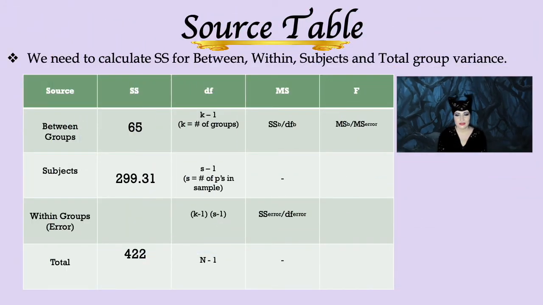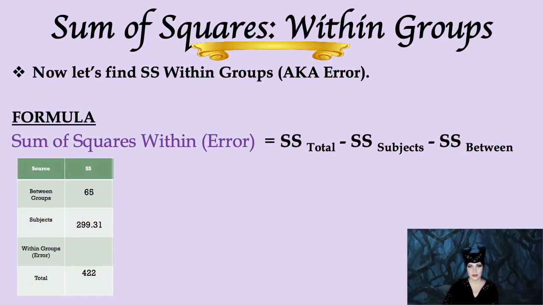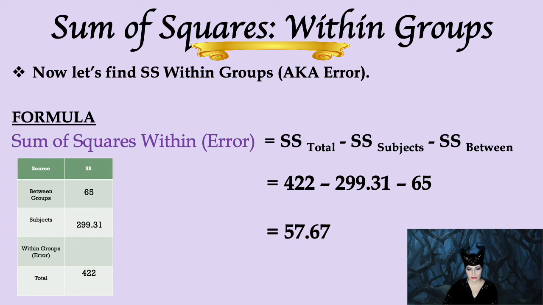So now that we have sum of squares between groups, sum of squares subject, and sum of squares total, in order to find within group variance sum of squares, all we need to do is subtract. We know that sum of squares within is equal to the total minus the subjects minus the between group variance. So if we take 422, which is sum of squares total, minus 299.31, which is sum of squares subject, minus 65, which is sum of squares between, we are left with 57.67. So our sum of squares for within group variance is 57.67.